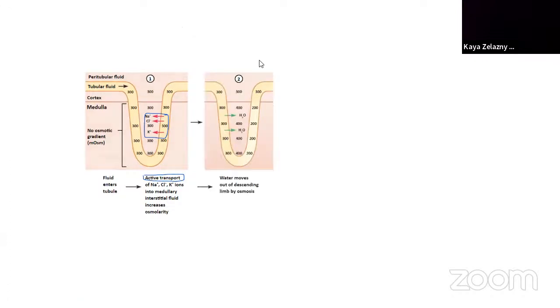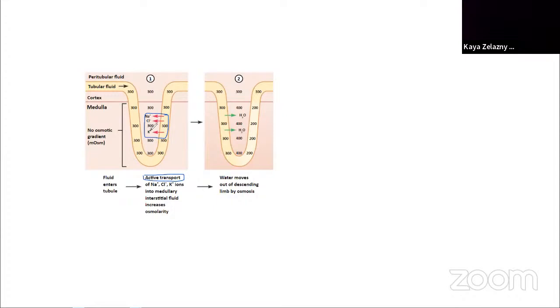So we can then see the results here. So we're going to note the differences first that we've created by doing this. So one thing we can see has happened: before, if we're looking at the ascending limb, we're at 300 and the surrounding medulla was at 300. But we've moved sodium chloride and potassium out of the fluid and into the medulla. So we can see the osmolarity of the fluid went down. Right, so we're at 300 before, now we're at 200. That's because we moved those salts out of the fluid and into the medulla.